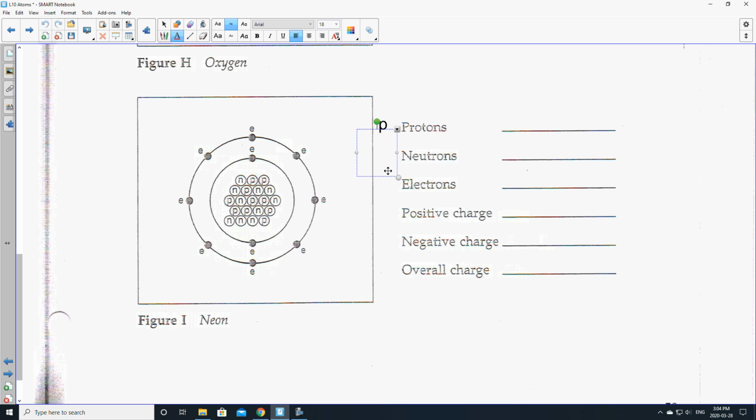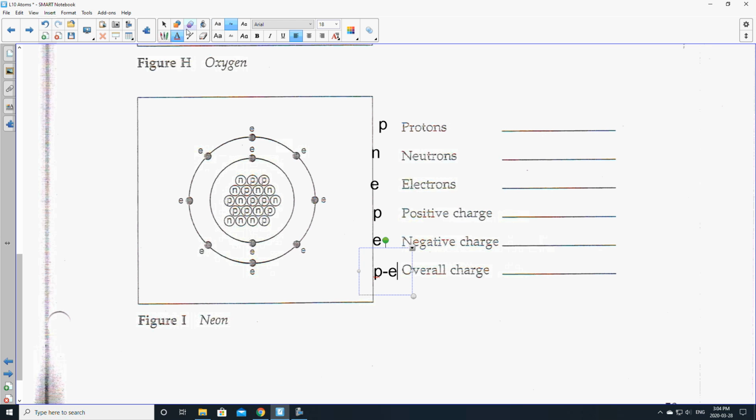P, N. So I recommend that you do this as well. Positive charge is P. Negative charge is not N, it is E. And then overall charge is P minus E. So you're going to always do the same pattern. Once you understand the pattern, then you can fill out this whole worksheet totally correctly.